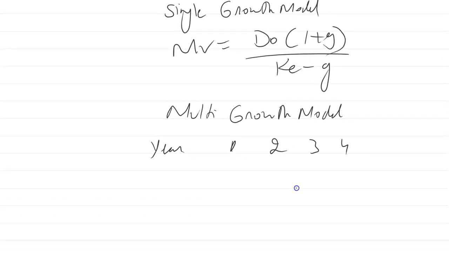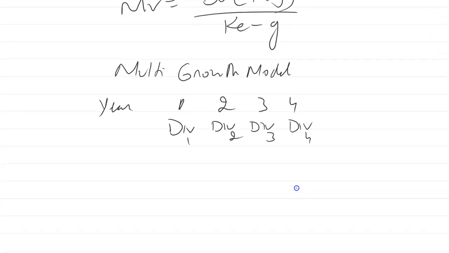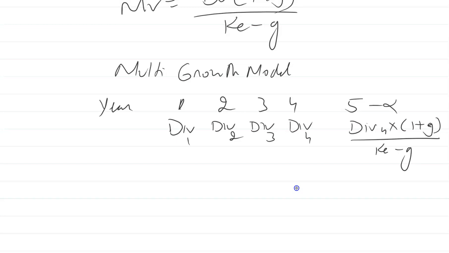Like for first few years, dividend will be given: D1, D2, D3, D4. And after 4 years, cash flow will achieve a constant growth. So you will take this last cash flow and apply the formula of dividend growth model. This is the formula of perpetuity. Whenever you apply this formula, your answer will be at the end of last year.